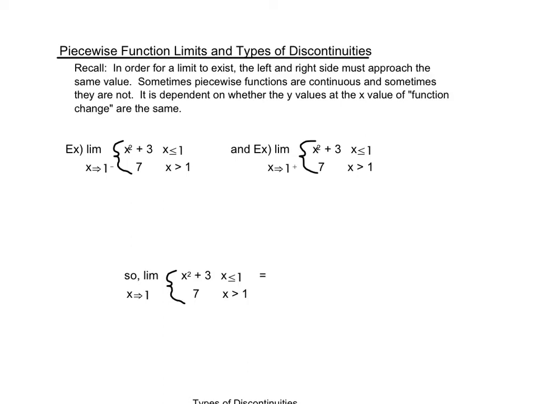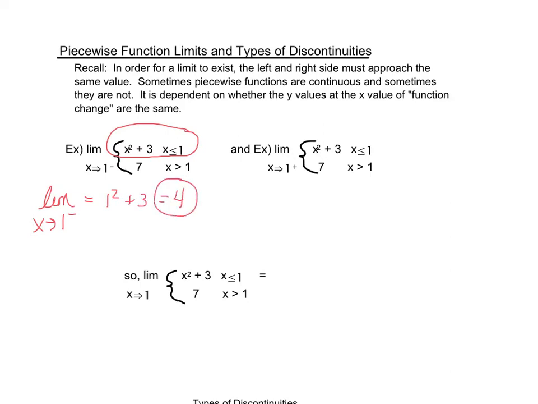So the limit as x approaches 1 from the left. Remember, if I'm approaching from the left, I'm coming from the values that are smaller than 1. So if I'm looking here at my piecewise function, notice that that is talking about this piece right here. So if I'm coming in from the left, all I have to do is look at the top piece of this function. Well, the top piece of this function is going to allow me to use direct substitution, so the limit as x approaches 1 from the left is going to be equal to 1 squared plus 3, which is just 4.